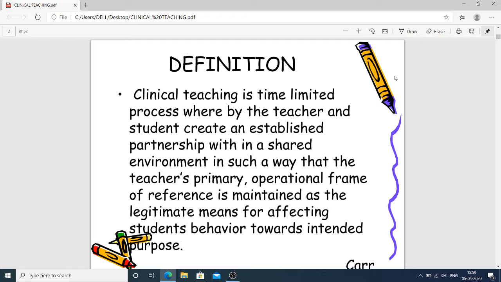Clinical teaching is a time-limited process whereby the teacher and student create an established partnership within a shared environment in such a way that the teacher's primary operational frame of reference is maintained as the legitimate means for affecting students' behavior towards the intended purpose. Clinical teaching is actually the teaching which we provide in the hospital, where we put individual emphasis on our students, and we provide the logic behind the steps of procedures and other things which are practically done in the hospital setting.